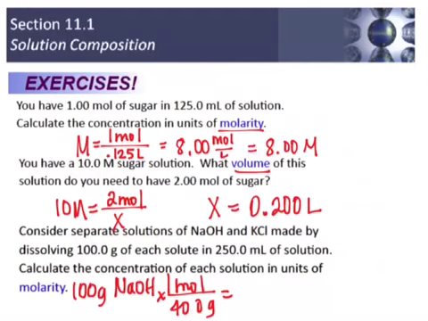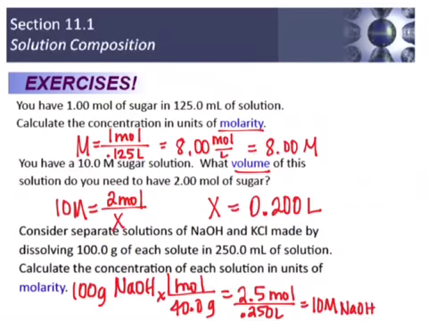What is that? 2. Should be like 41. Huh? Should be like 41? Well, because 100 divided by 40 is 2.5 moles. And then we're going to put that over 0.25 liters. And that gives me 10 molarity for NaOH.